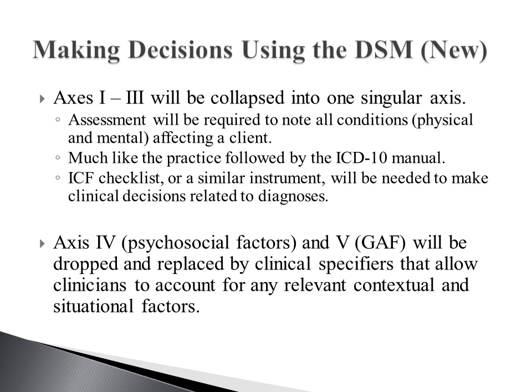The other two remaining axes, axis 4 and 5, are being dropped altogether. In their place, clinicians will be asked to give specifiers to the disorders that they diagnose. These specifiers will be able to denote severity, as well as account for any relevant contextual or situational factors that may be playing a contributing role to the continued presence of that disorder.